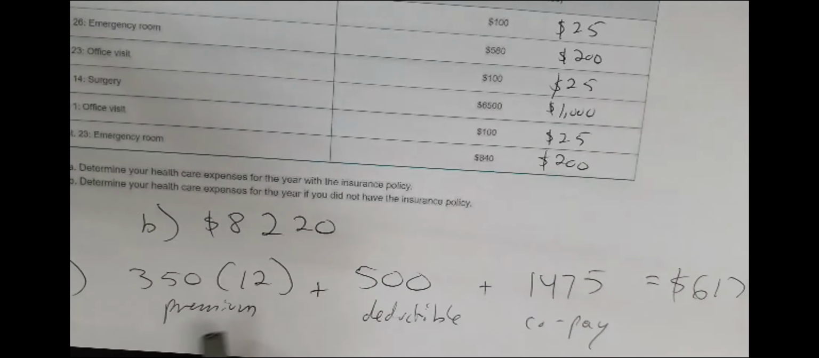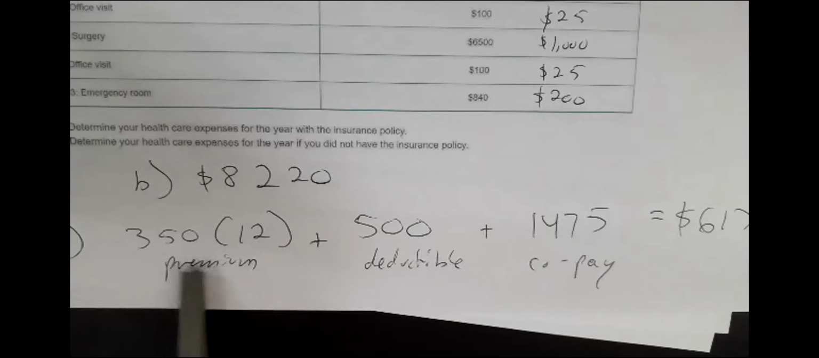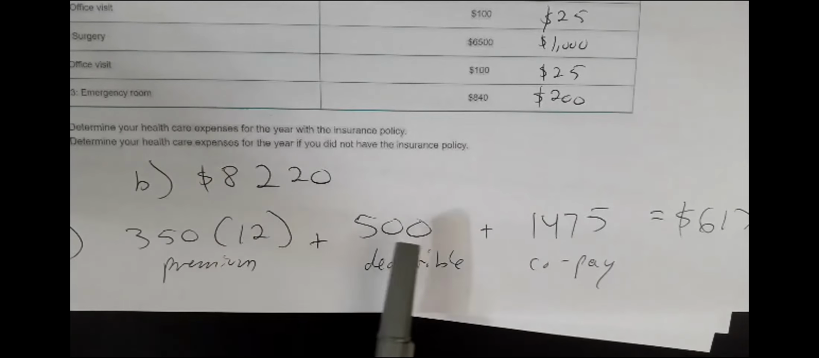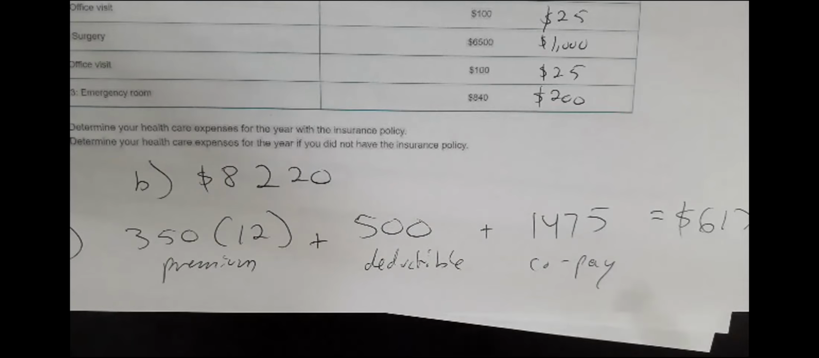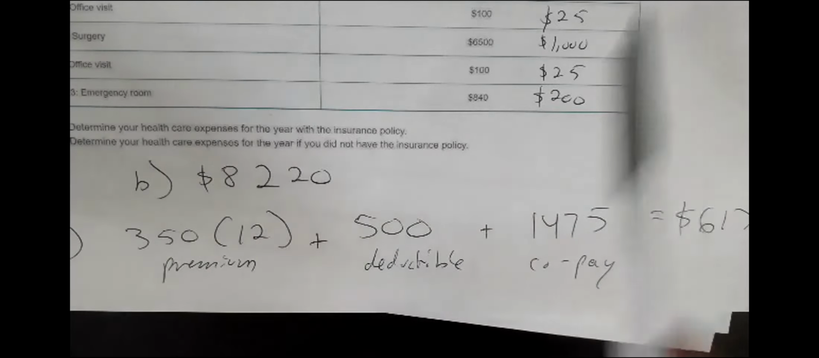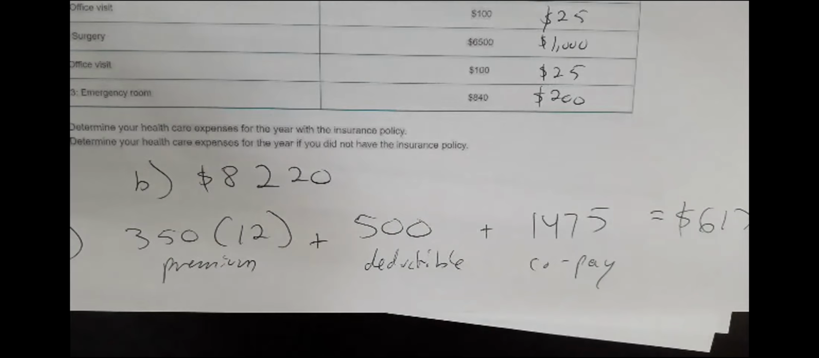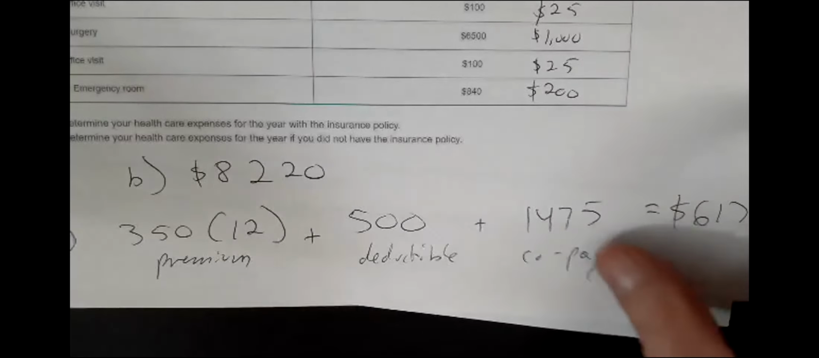Part A was asking about insurance. So we're going to end up paying a premium. We're going to end up paying this premium 12 times. We're going to end up paying a deductible of 500. So we're going to end up paying that full 500 of the deductible. Our bills are obviously going over 500. And then the other thing they make us pay is this thing called a copayment. And so I'm adding those three things together to find the total with insurance.